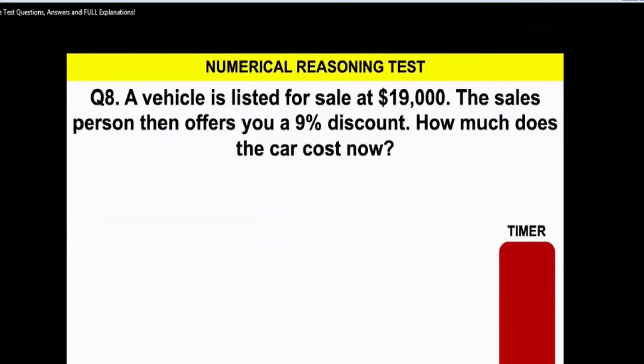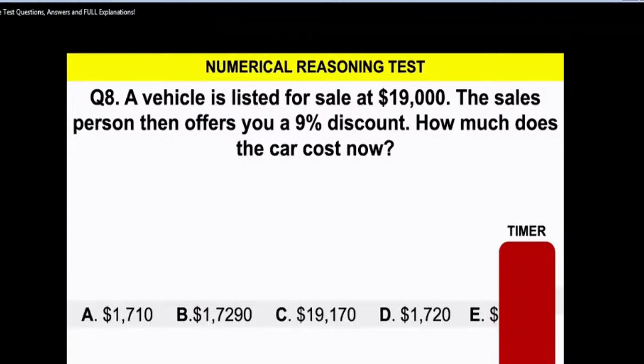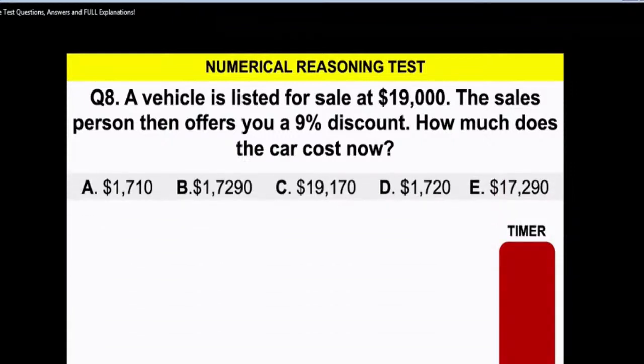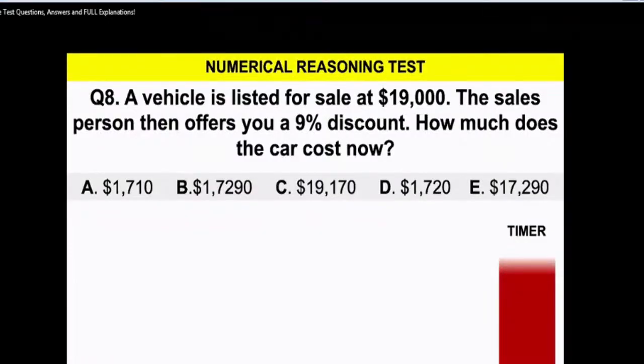Here we go. Question 8. A vehicle is listed for sale at $19,000. The salesperson then offers you a 9% discount. How much does the car cost now with the 9% discount taken off? Is it A, $1,710, B, $1,729, C, $19,170, D, $1,720, or E, $17,190? Here's the timer. Send your answers, please, in the chat box.